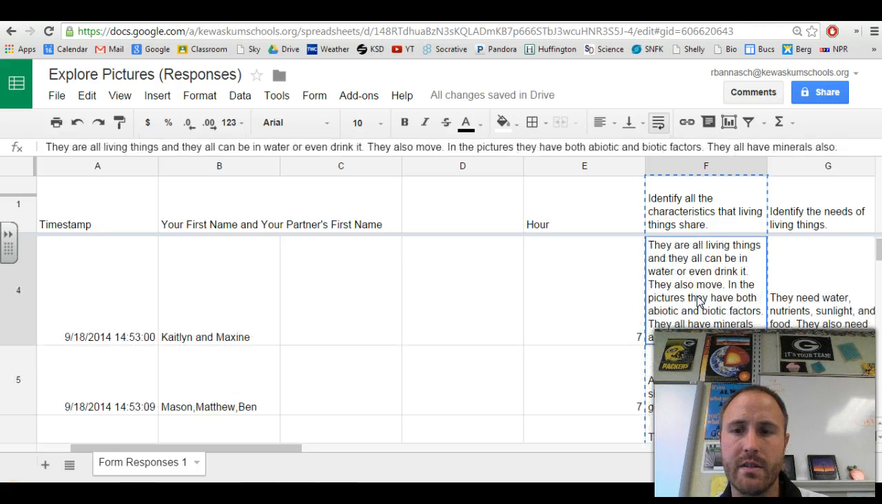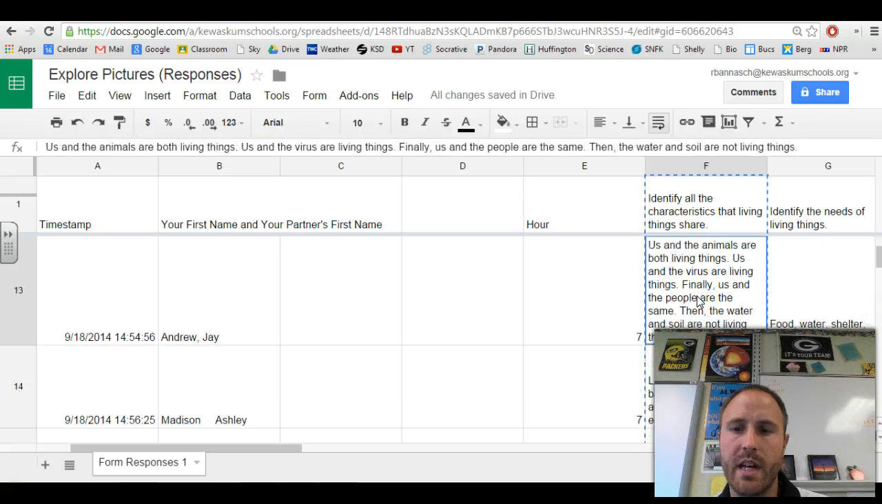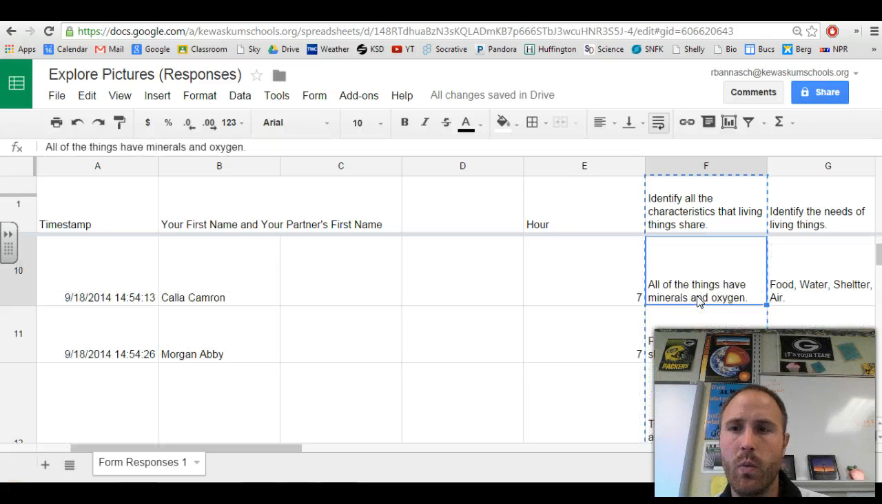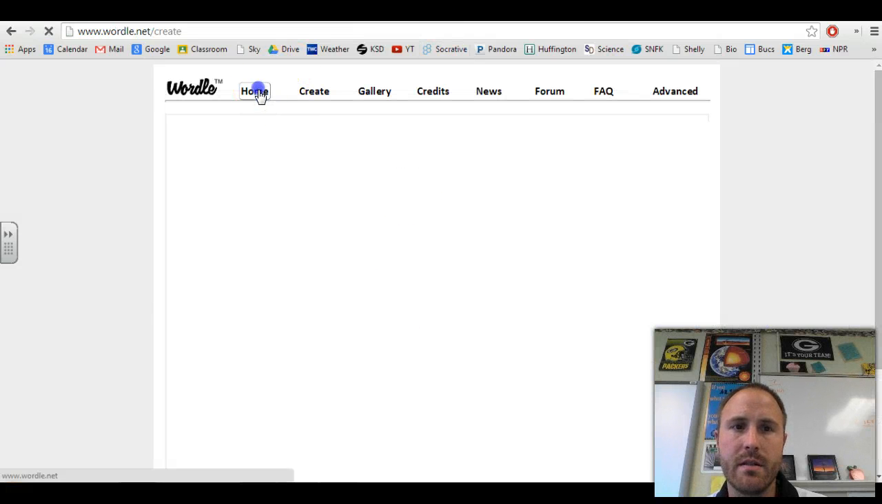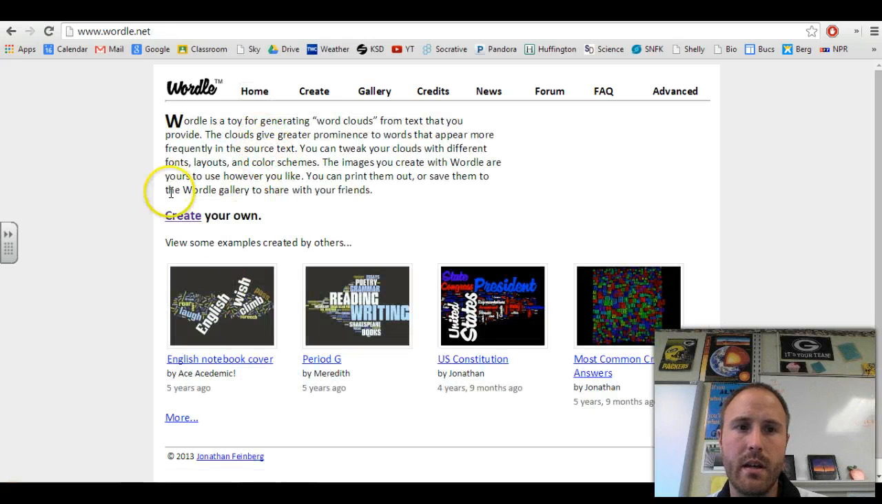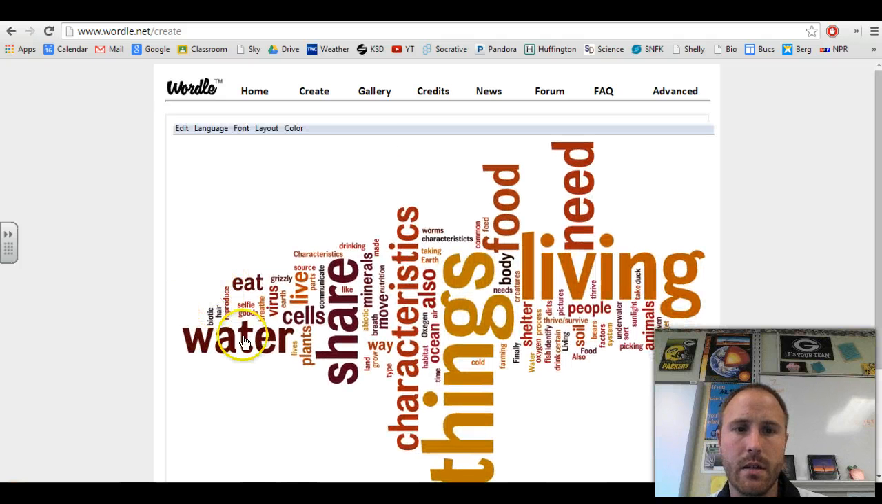and our goal was to try to identify how those things are very similar to one another and how we characterize living things. And so what I've done is I've opened up the spreadsheet from where you guys were today, and I'm going to copy all of the stuff from today and put it into a Wordle document to see what are the most common themes.